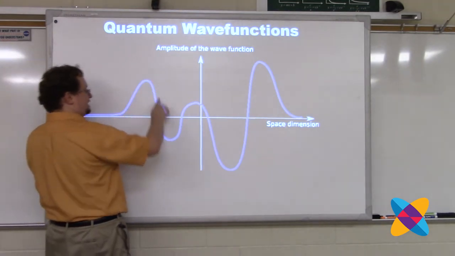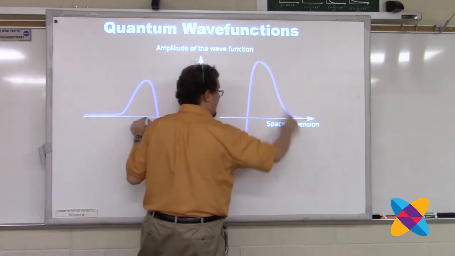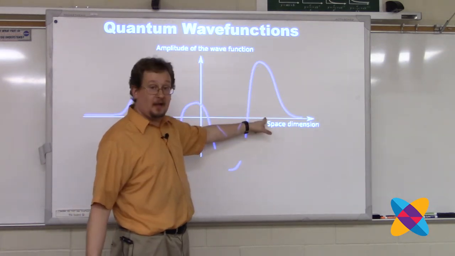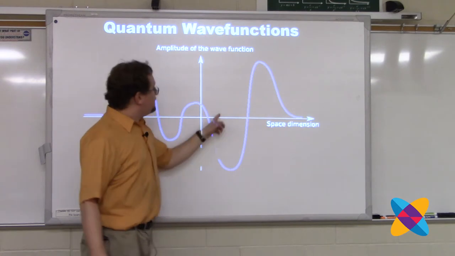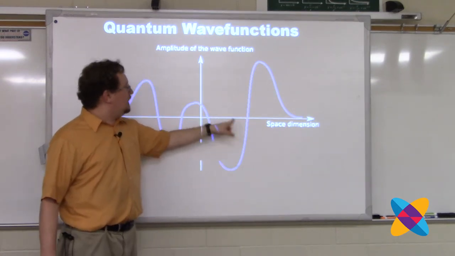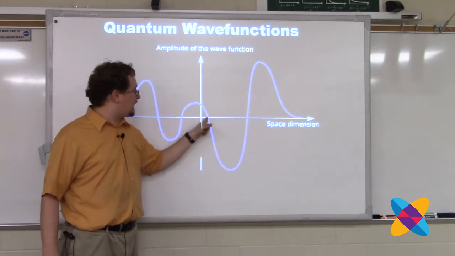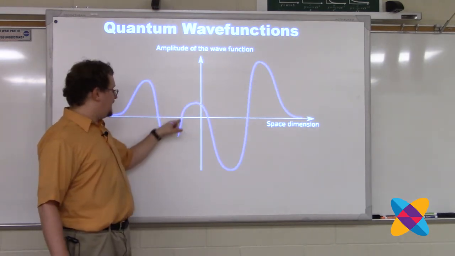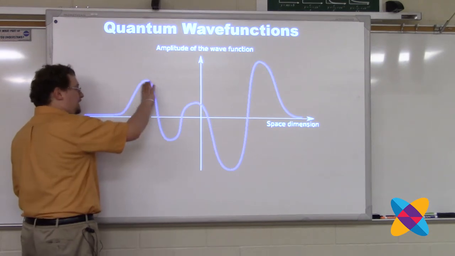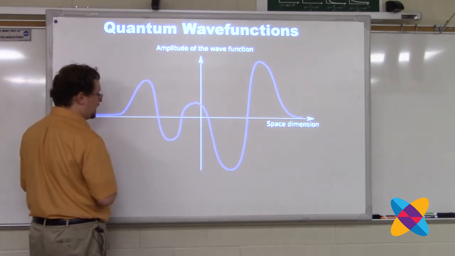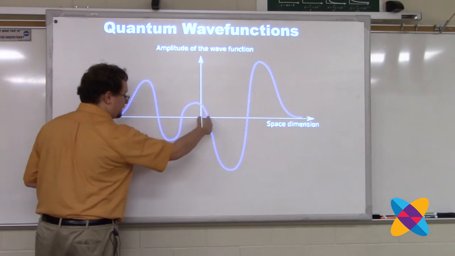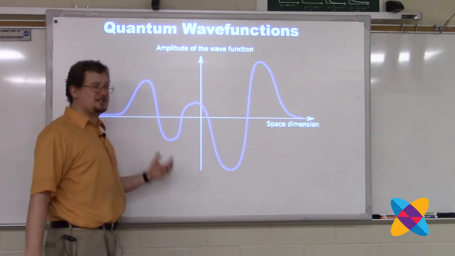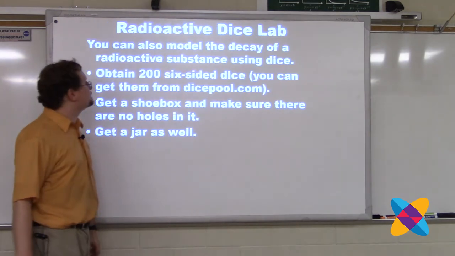It's like this. And so what do you have? Well, you have a high probability of finding the electron at this location, pretty high probability of finding it here, zero probability of finding it in these two locations. Some probability of finding it near the origin, none there. Decent probability of finding it over here, some probability over here, but no probability of finding the electron at those locations. Teach your students about quantum wave functions. It's not that difficult, but it's worth going over.